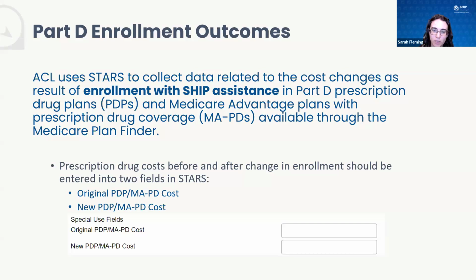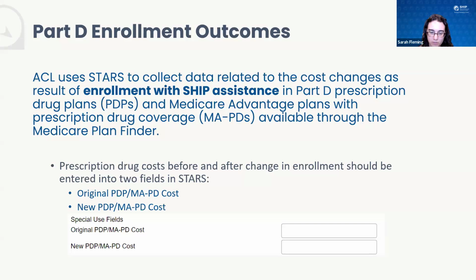The Part D enrollment outcomes tracking is a project by ACL using STARS to collect data related to cost changes as a result of SHIPs helping beneficiaries enroll into Part D prescription drug plans or Medicare Advantage plans with prescription drug coverage through the plan finder in most cases.